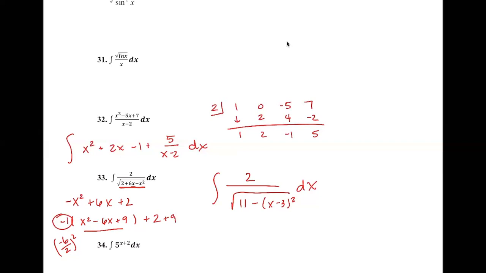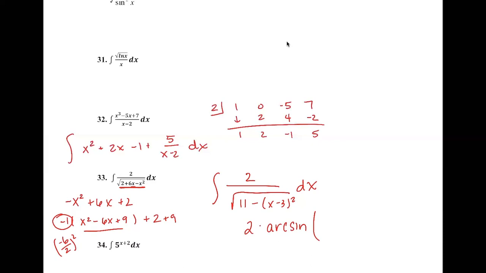U over a, right? Arc, which one? Arc sine, arc tan. Is it arc sine? Yes, it's arc sine. So if it's arc sine, what would it look like? It'd be 2 times the arc sine of what?